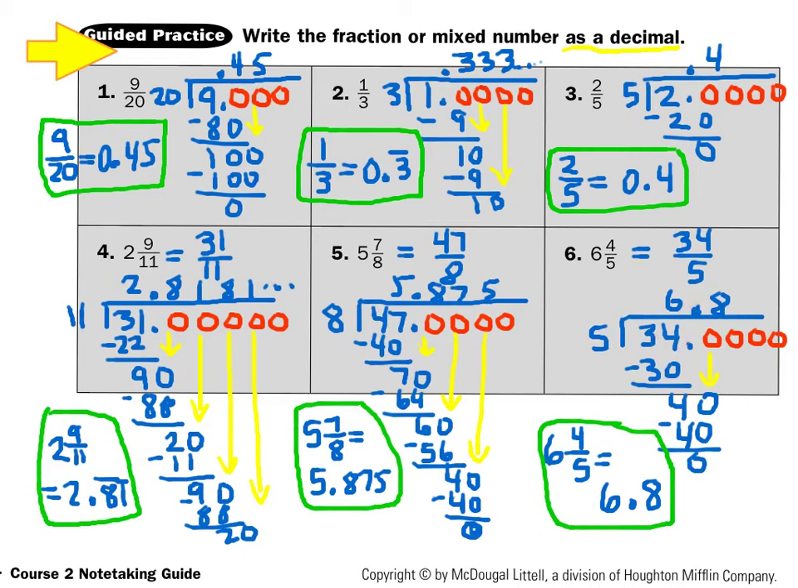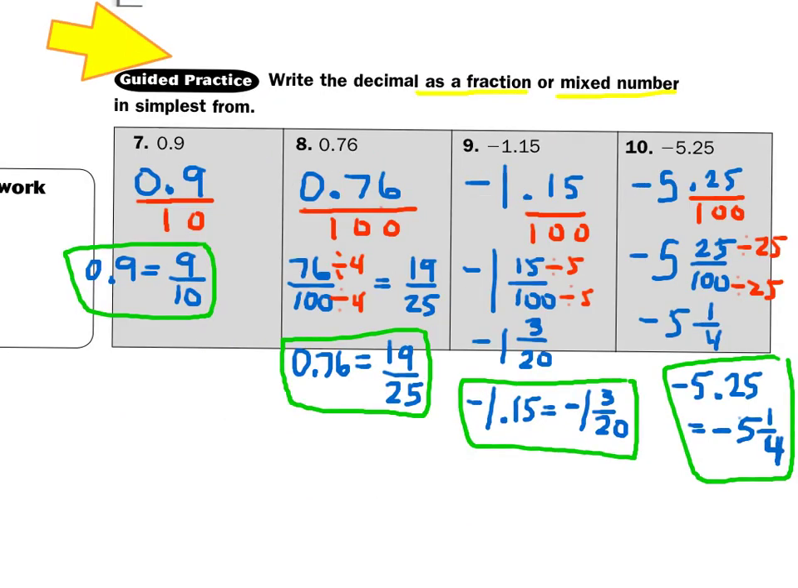5 goes into 34 6 times. 6 times 5 is 30. Now you subtract and get 4 and bring down that 0. 5 goes into 40 8 times. 8 times 5 is 40, so you subtract and get nothing. So it stops. So grab the original number, 6 and 4/5 equals 6.8, and you box your answer.